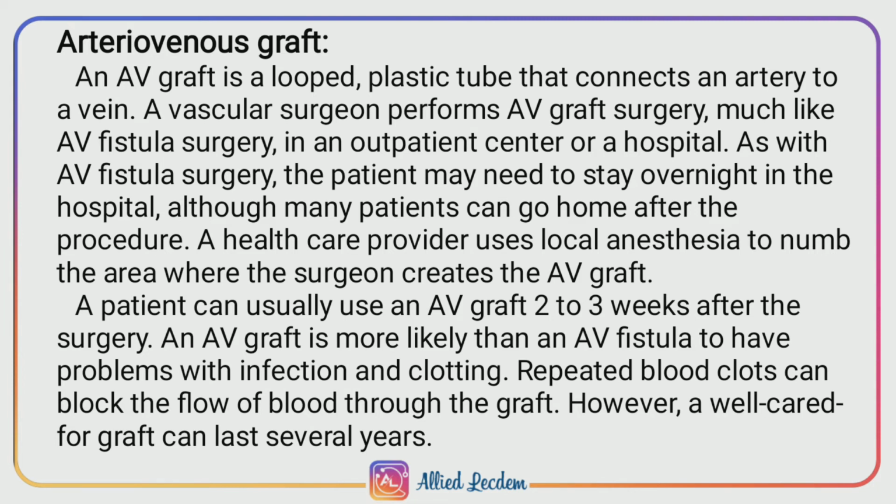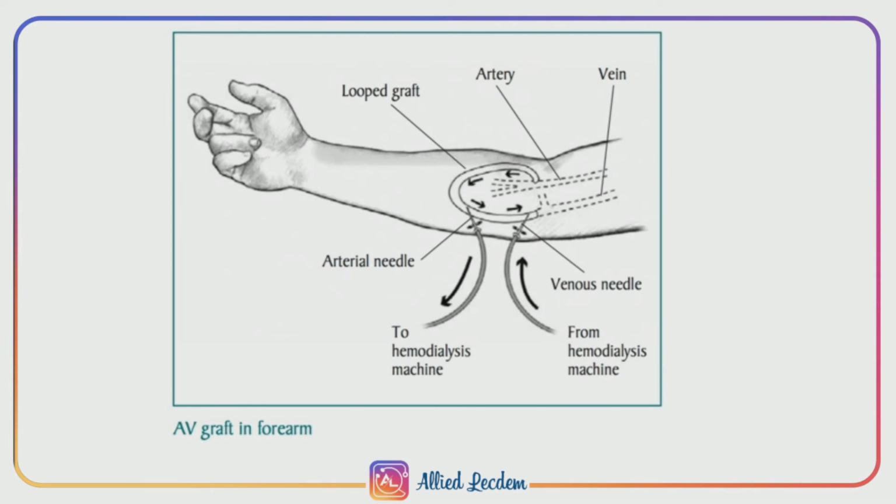An AV graft is more likely than an AV fistula to have problems with infection and clotting. Repeated blood clots can block the flow of blood through the graft. However, a well cared for graft can last several years. You can see the image of an AV graft in the forearm.